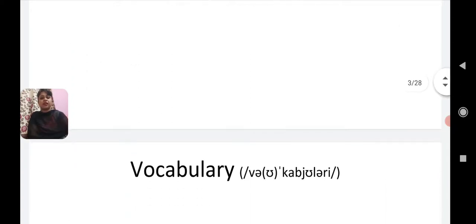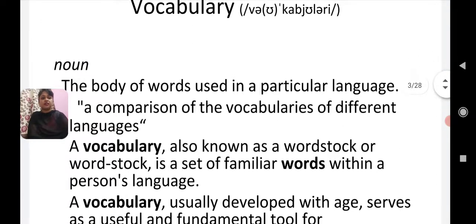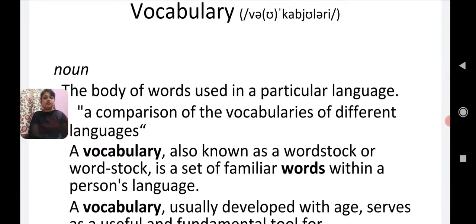So what is vocabulary now? I have given here the correct pronunciation of vocabulary in the bracket. You can see the pronunciation. Vocabulary is a noun, the body of words used in a particular language, a comparison of vocabularies of different languages. You often find how the vocabularies are combined together. When we study the Marathi language, at the same time we study words from the English language also.